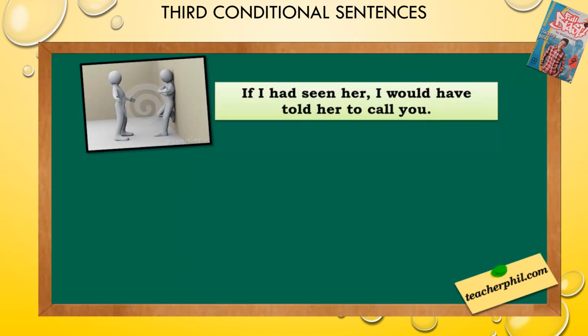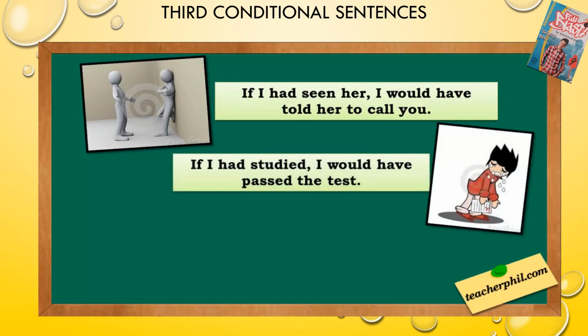Another example. If I had seen her, I would have told her to call you. The if clause here is, if I had seen her. I would have told her to call you is our result clause. The next one. If I had studied, I would have passed the test. If I had studied is our if clause. I would have passed the test is our result clause.